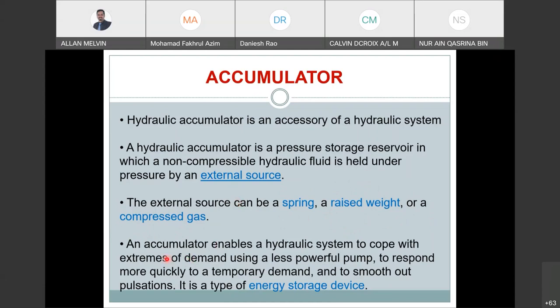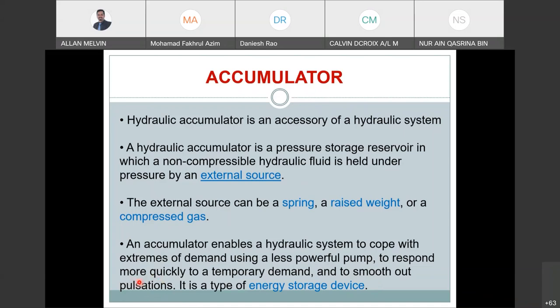Okay, so an accumulator enables a hydraulic system to cope with extremes of demand using a less powerful pump, to respond more quickly to a temporary demand, and to smooth out pulsation. Pulsation means when there is no supply, suddenly it will cause a jerk in the system.